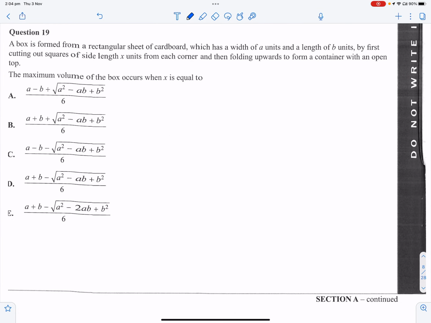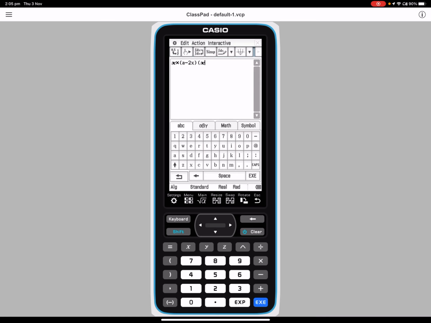Okay, a box is formed which has widths of a and lengths of b units, by first cutting squares of x and then folding upwards to form the box. The maximum volume of this box will occur at x times (a minus 2x) times (b minus 2x). Does it have a restriction?